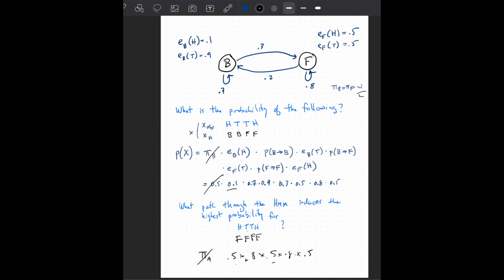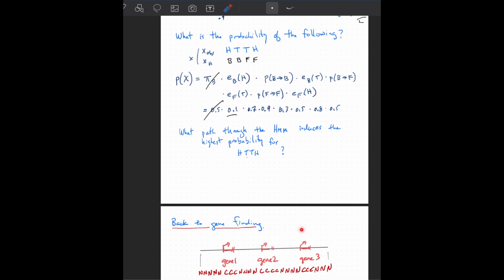Is that going to be more probable than the sequence up here, which is BBFF? And is it the most probable? I'll leave it to you to play around, because I think it's a good challenge for you to really make sure that you understand how a hidden Markov model works. The main thing I want you to focus on here is that there's many different paths through this model that can produce HTTH, but they're all going to induce different probabilities, and I want the one that really maximizes it. So that's a really good exercise for your understanding.